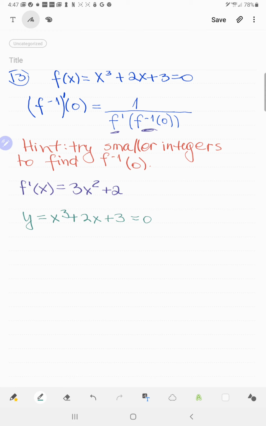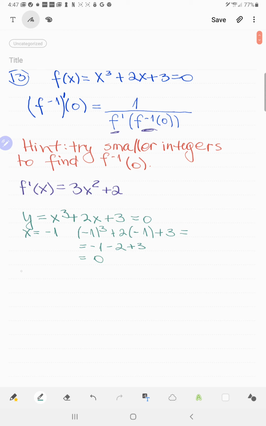I tried a few things. I tried 0, 1, 2. It didn't work, so I then started trying negative numbers, and I found out that when x is equal to -1, we got -1 to the third plus 2 times -1 plus 3 equals -1 minus 2 plus 3, which gives us 0.